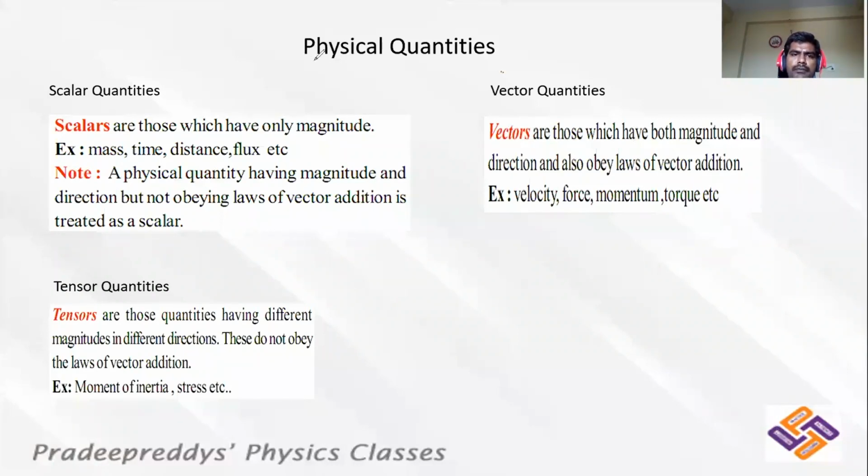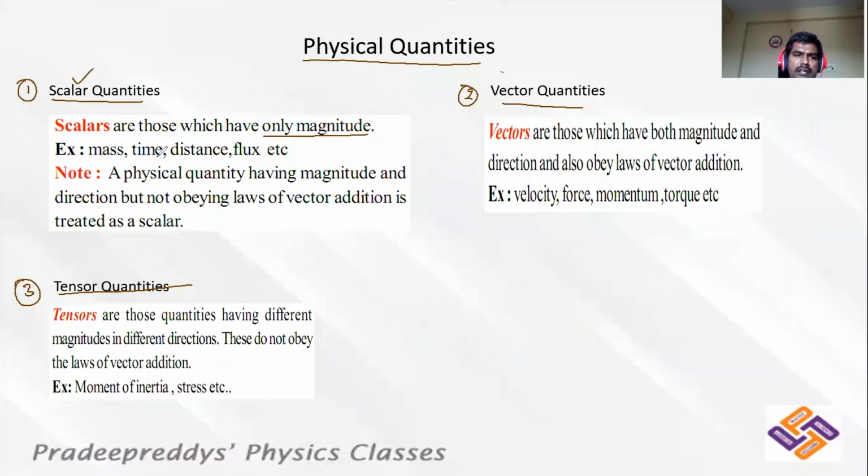As you know, physical quantities are of different types. Depending on the direction, they can be classified as scalar quantities, vector quantities, and tensor quantities. Three different types of physical quantities are generally known. Scalar quantities are those quantities which have only magnitude. They have no direction. Even though they have direction, they will not obey vector laws. Such quantities are called scalar quantities.